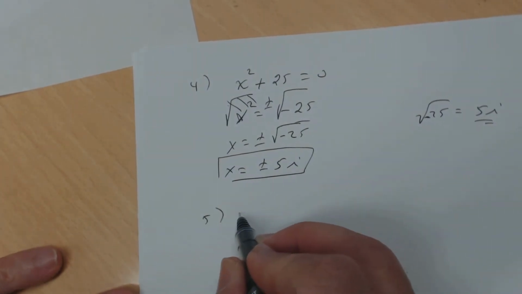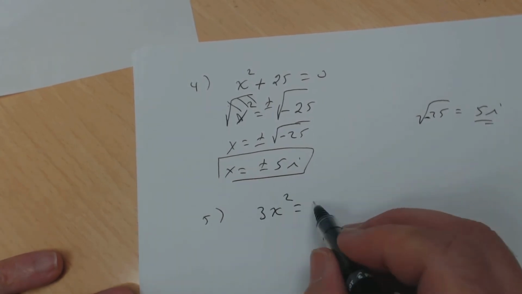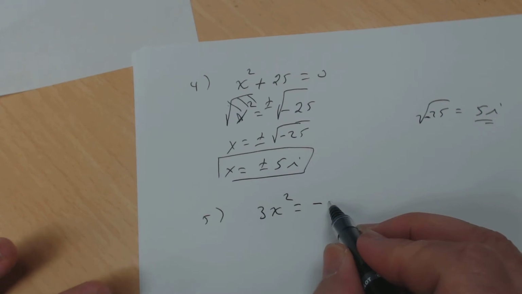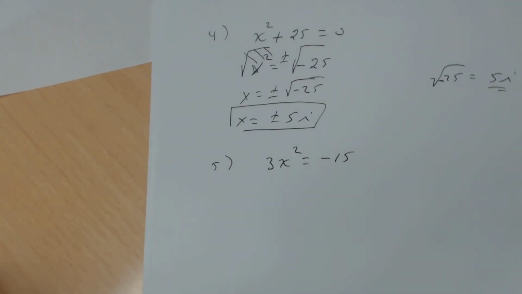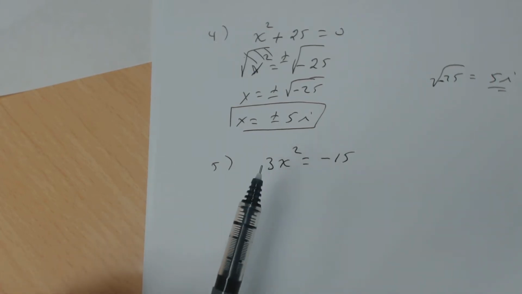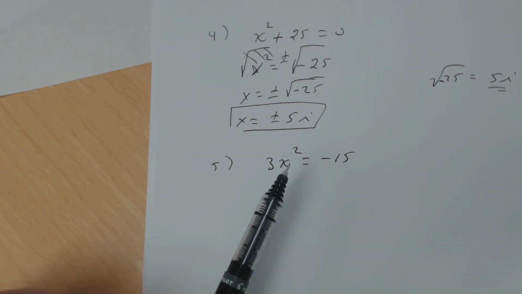Number 5, suppose you had 3x squared equal a negative, let's say 15. So 3x squared equals negative 15. I can't take the square root of both sides just yet, because you remember you want this to be a 1 right here. Now technically you can, but you're not going to get the right answer very easily. So be careful. Get x squared by itself.